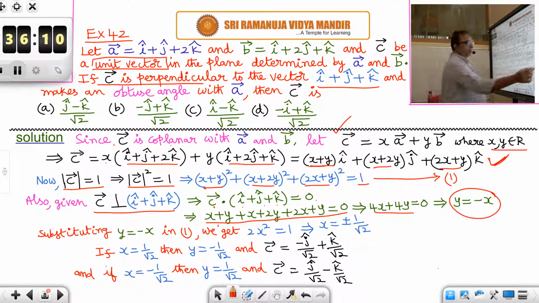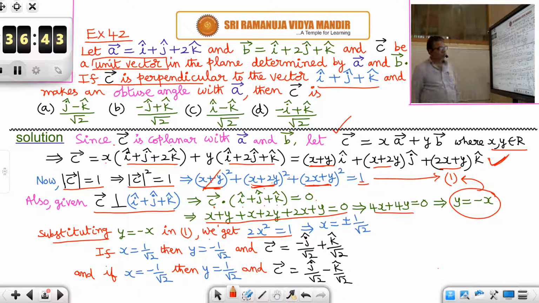If y is equal to minus x, you substitute in equation number 1. Substituting y is equal to minus x in equation number 1: x plus y is 0, this is gone. Then 2x minus x, whole square, x square. Here another x square, so 2x square is equal to 1 you will get. So x square is equal to 1 by 2, so x is equal to plus or minus 1 by root 2.